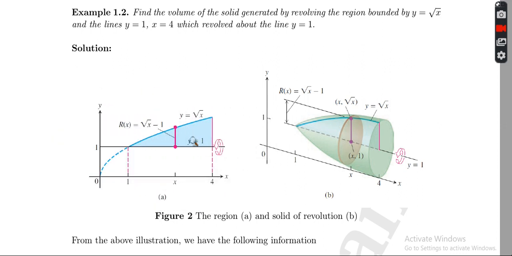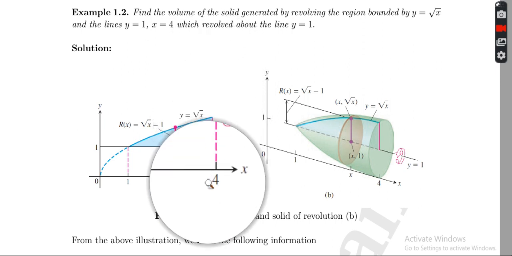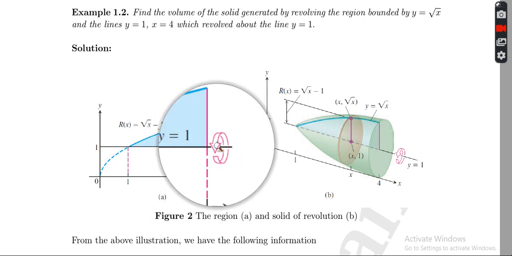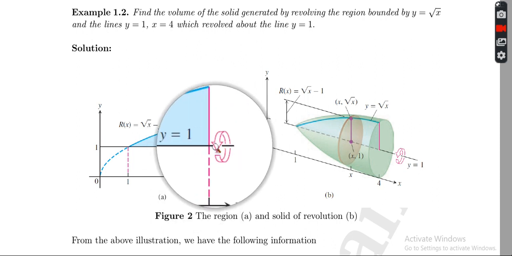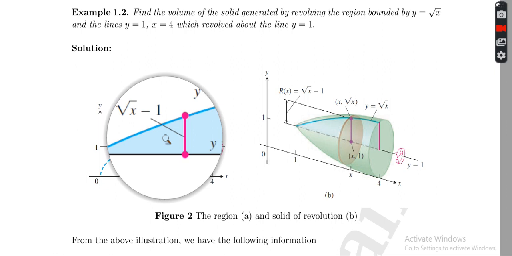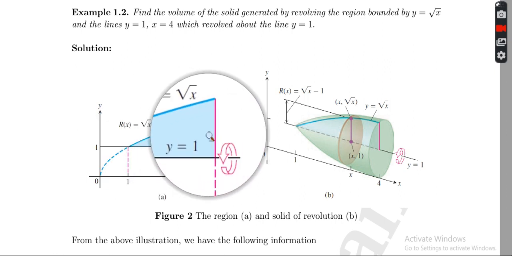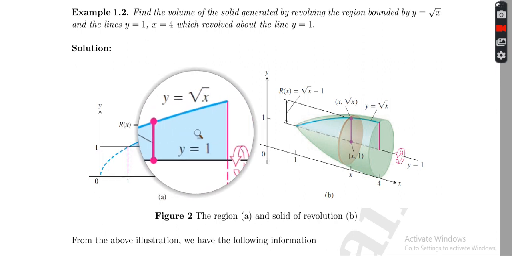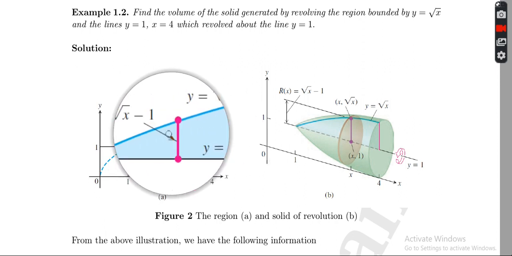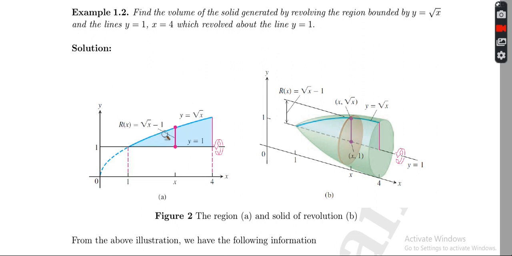Yan. And then also the region is bounded by x equals 4. The axis of revolution is at y equals 1. Okay, so ito yung region na magre-revolve about the line y equals 1. Okay, so upon revolving the region along the line y equals 1, ito yung solid na na-form.